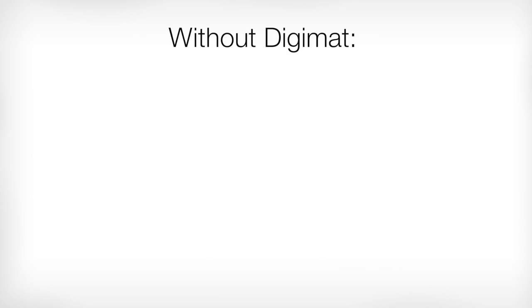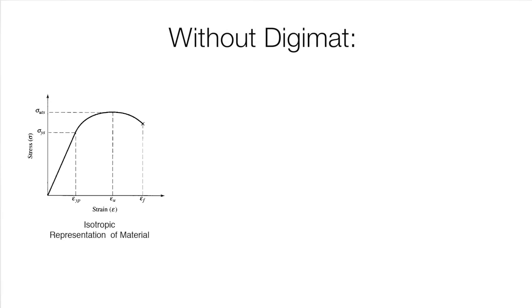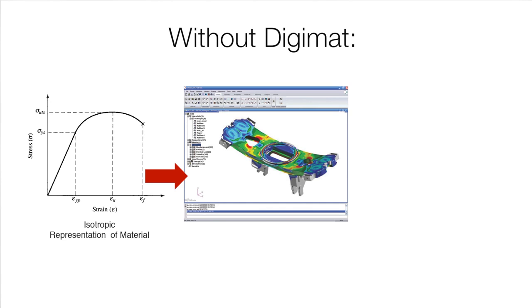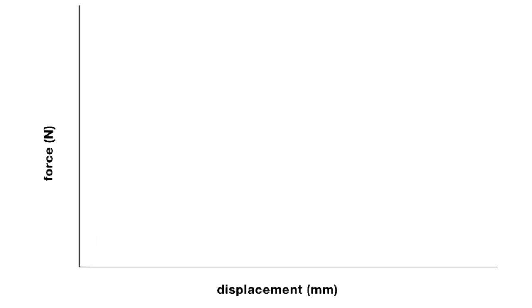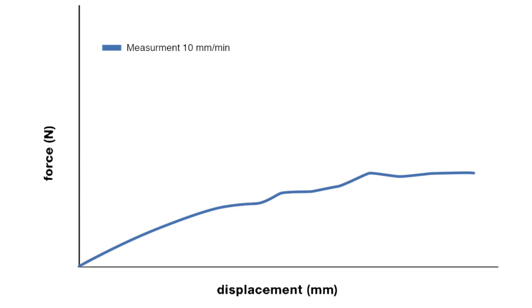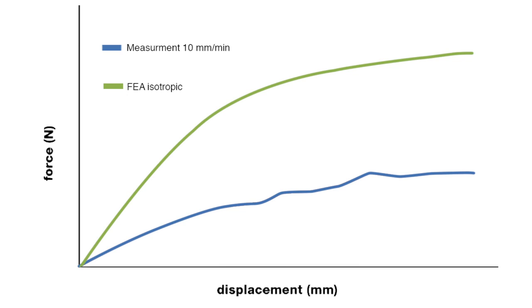Without using Digimat to accurately model the material, engineers treat anisotropic properties as isotropic, and the simulation will produce results that are inaccurate. This can be seen in the following graph. The blue line represents the actual experimental measurement. The green line represents analysis of the part incorrectly assuming that it has isotropic properties. The variance in these results is more than 80%.